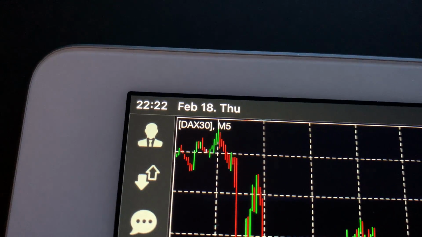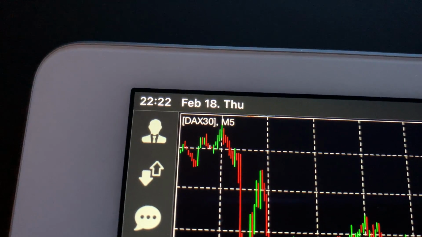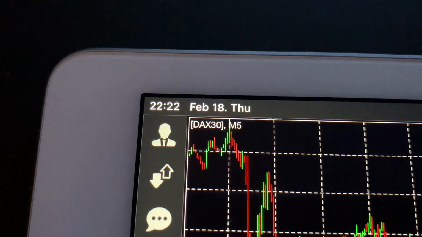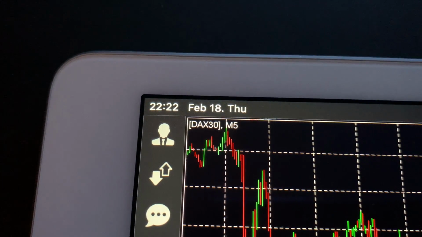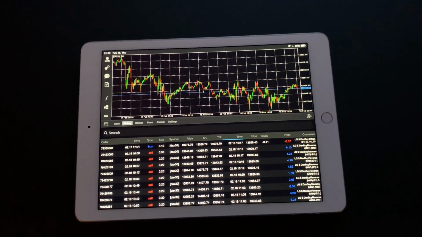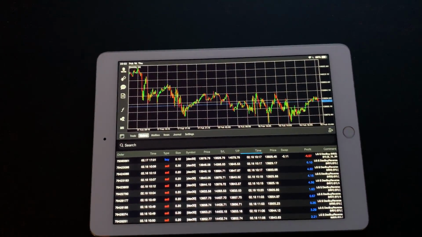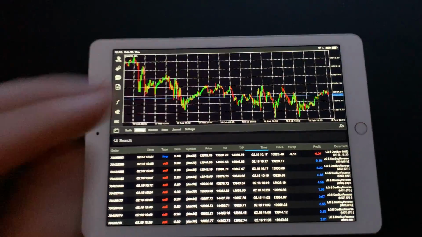Today is the 18th of February 2021, which is a Thursday, and the time right now is the magical 22:22, which means 10:22 p.m. Budapest time.